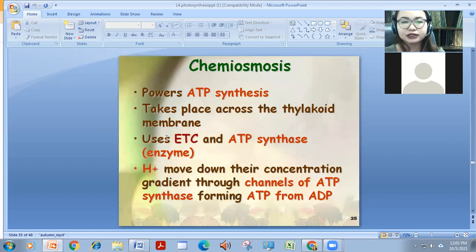Now for chemiosmosis, this is what powers the ATP synthesis. It takes place across the thylakoid membrane and uses the electron transport chain and the ATP synthase enzyme, where hydrogen ions move down their concentration gradient through channels of ATP synthase, forming ATP from ADP.